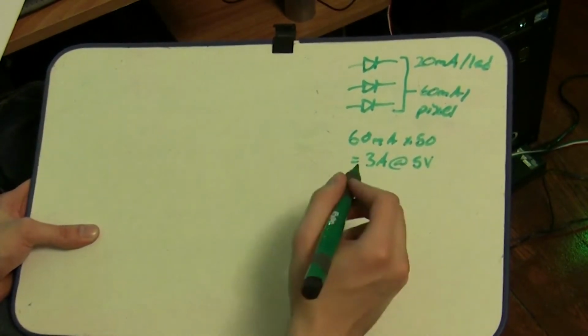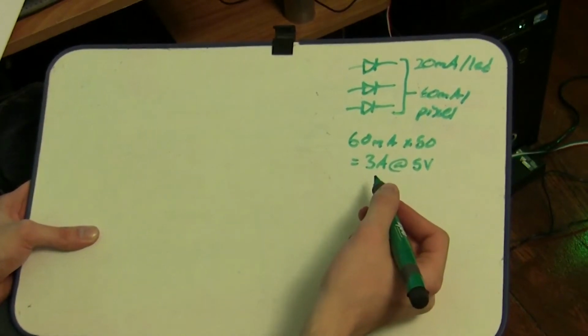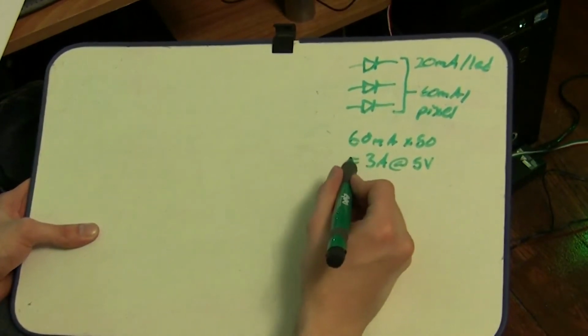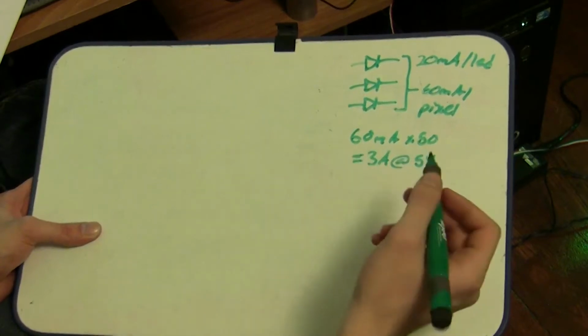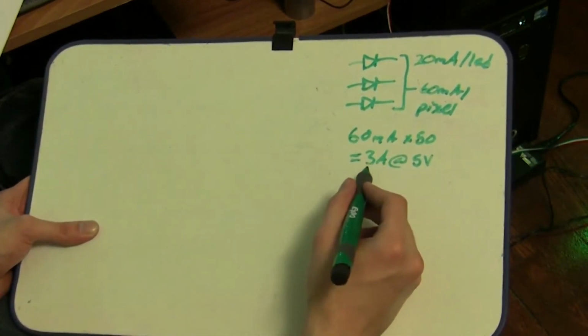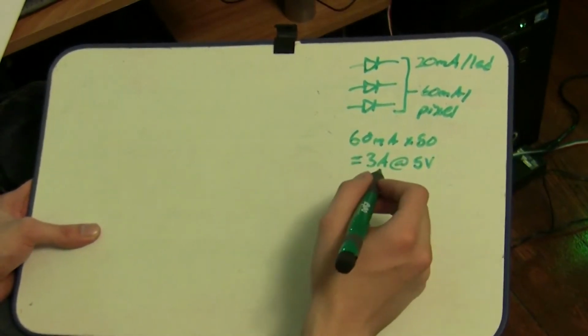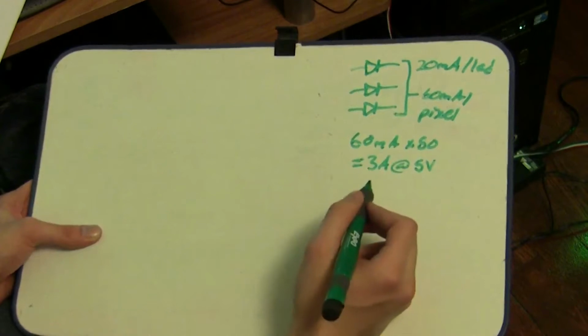That's quite a bit of power. We definitely can't power this off the Arduino directly, so we're going to need an external power source. In our case, we used an old computer power supply, which we'll show you in just a minute. But you can also get wall warts, like I've used in previous videos, that can supply up to 3 amps at 5 volts. So make sure you get an appropriate power system for the LED setup that you have.